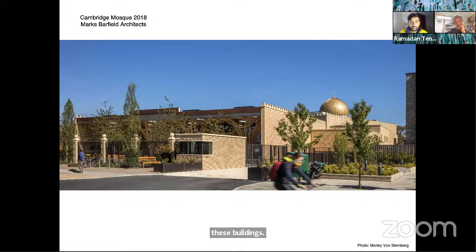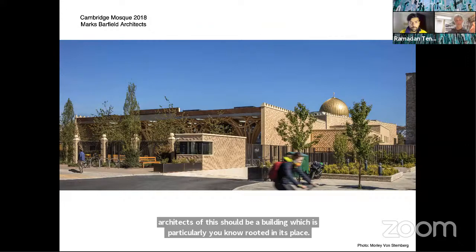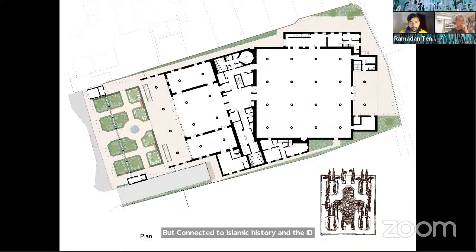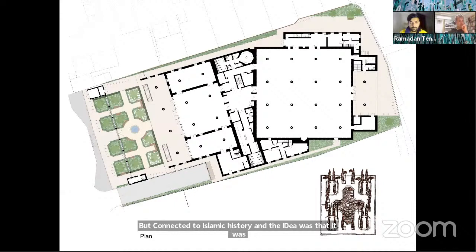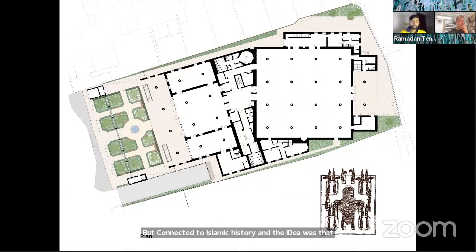Just a last example is Cambridge Mosque, which is an interesting one again, because the ambition of the Cambridge Mosque was that it should be an English mosque. So when the client set out to design it, the architect said this should be a building which is rooted in its place, but connected to Islamic history. And the idea was that it was based on the garden, the idea of the Islamic garden, which you can see in the bottom right hand corner. And the plan is based on that.